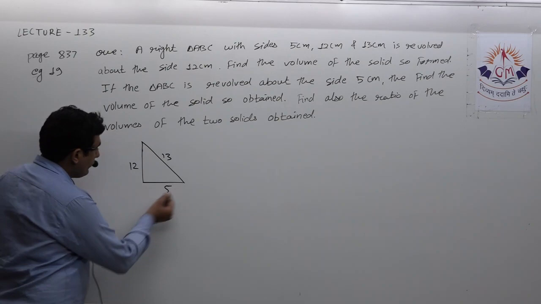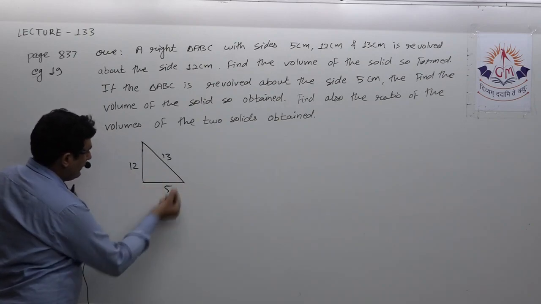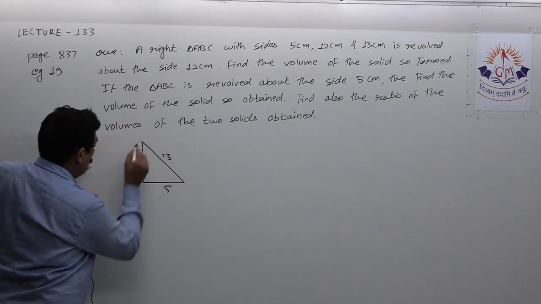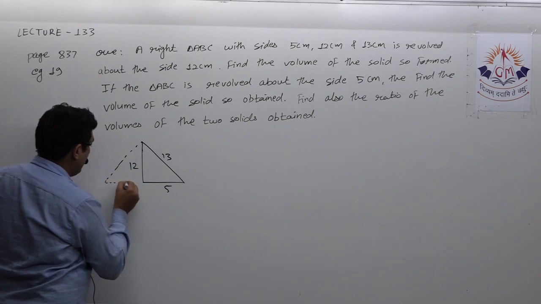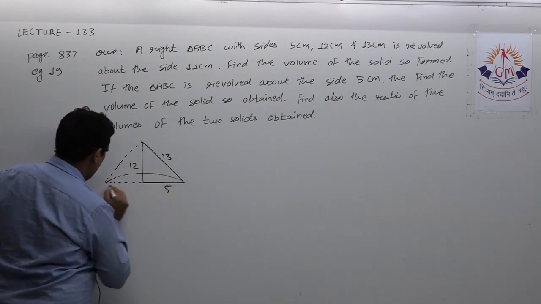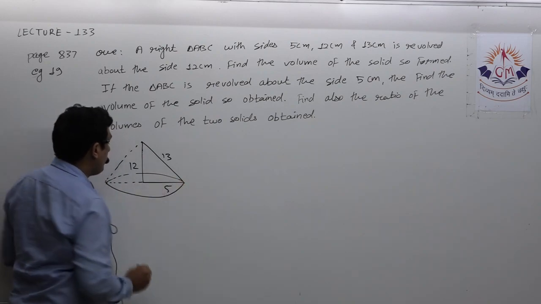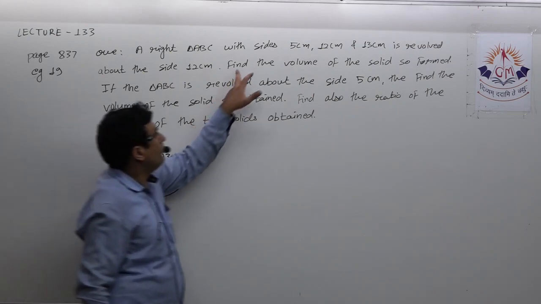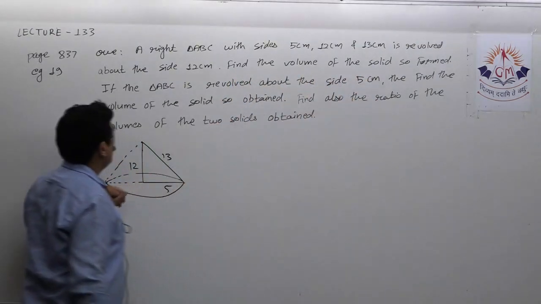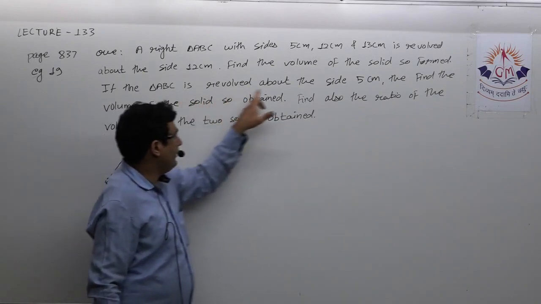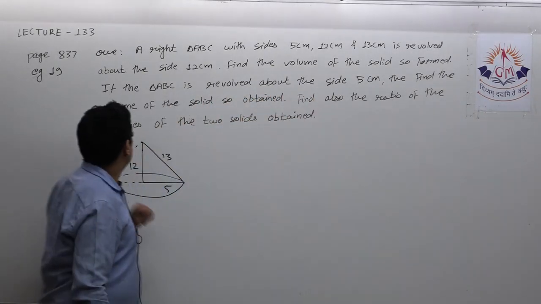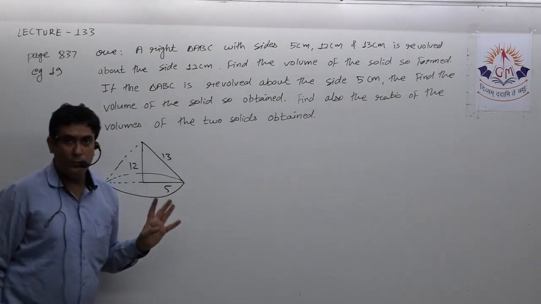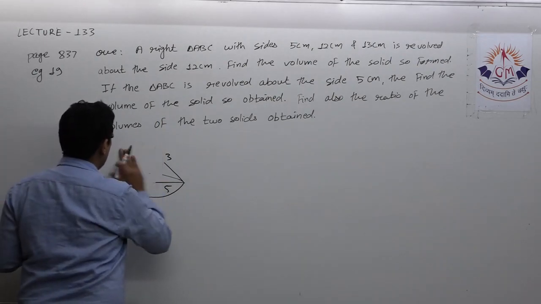Okay, revolve around the side. That means if I take this end and rotate it in this way, this remains as it is, and this point will come here and rotate. So you will get a figure something like this. That means we can say we'll get a solid cone with radius 5 and height 12. So we have to find the volume of the solid so formed. Now further it is written, if the triangle ABC is revolved about the side 5 centimeter, then again you have to find the volume, and finally you have to find the ratio of the volumes of those two solids. Okay, so let us see how to find its solution.